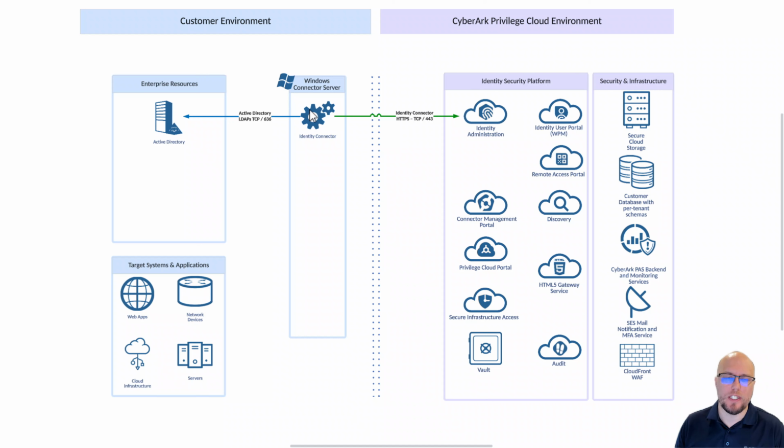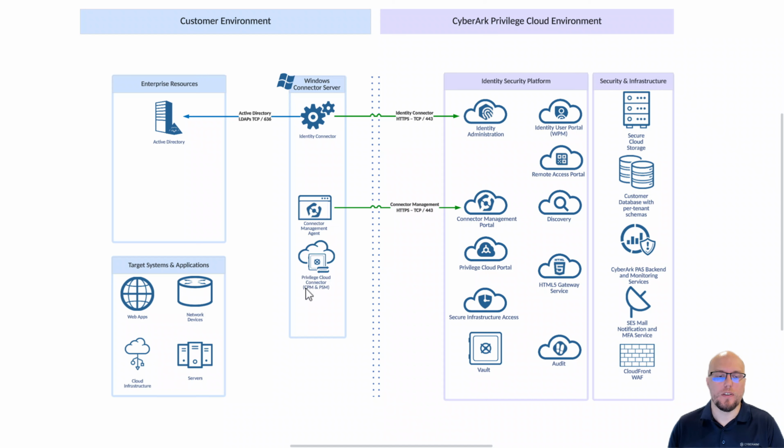If you don't want to use that, you can use the MFA capabilities in the identity platform. So now I'll dive deeper into the Windows Connector services. The next service that we'll talk about is the Connector Management Agent. This will be installed on the Windows Connector server, and it initiates an outbound connection to the Connector Management portal. The Connector Management Agent does two things. It will allow the Discovery service to communicate into the environment and do its relevant scans, as well as manage the lifecycle of the CPM and PSM services.